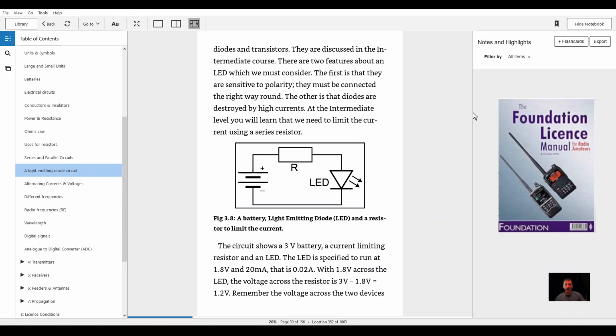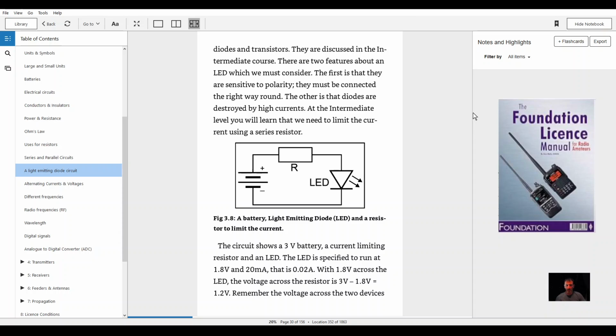There are two features about an LED which we must consider. The first is that they are sensitive to polarity. They must be connected the right way round. The other is that the diodes are destroyed by high currents. At intermediate level, you will learn that we need to limit the current using a series resistor.